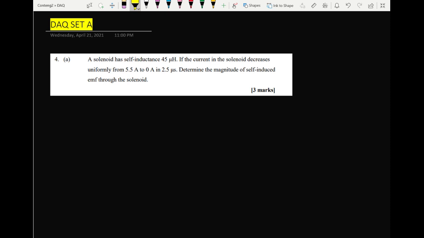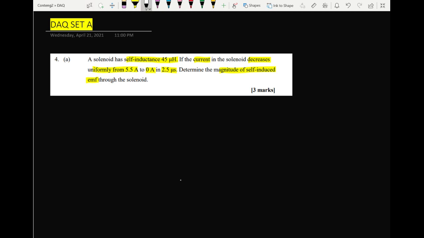A solenoid has self-inductance 4.5 microhenry. If the current in the solenoid decreases uniformly from 5.5 ampere to 0 ampere in 2.5 microsecond, determine the magnitude of self-induced EMF through the solenoid. So as usual, list out all the information given from the equation before you proceed with the calculation.